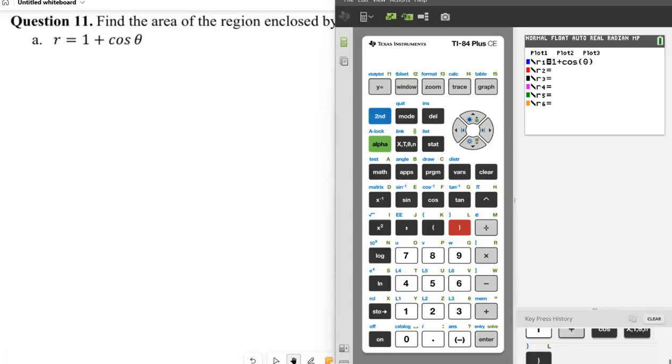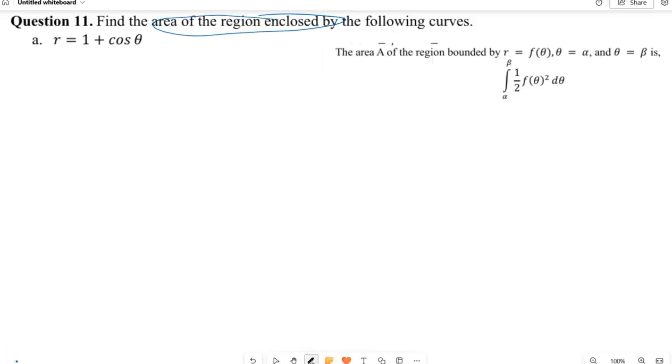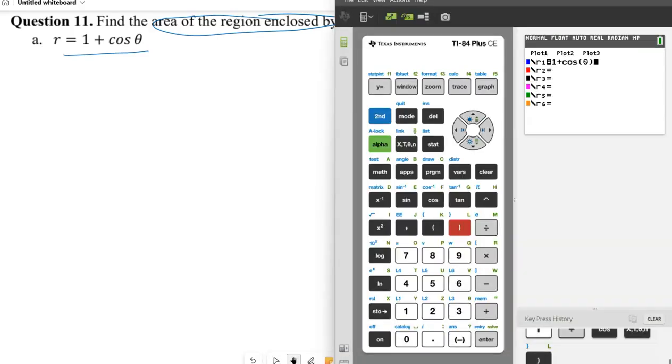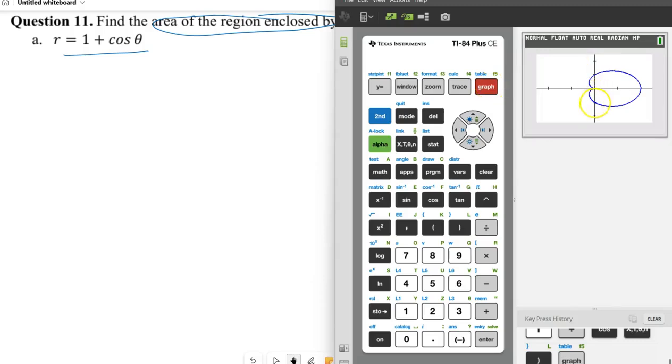Here we have a question to find the area of the region enclosed by the given polar curves. So first thing I did, I plotted the function to see the graph of it. So I have some idea. It's 1 plus cosine theta in the calculator. And this is a cardioid, right? That shape.